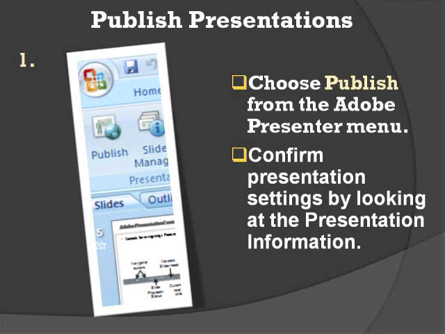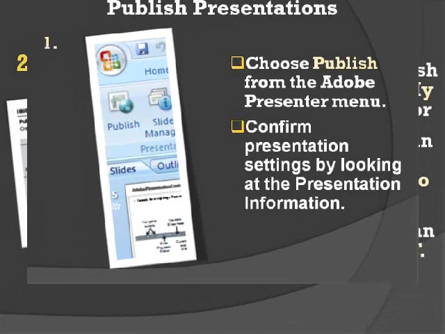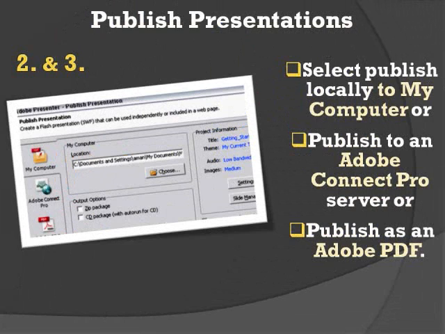Now the last part of this is actually publishing or rendering your presentation. So you would click on Publish, and this is what is going to show. You'll have a box here that gives you 3 options, and the first one is called Select Publish Locally to My Computer, or Publish to Adobe Connect Pro Server, or Publish as an Adobe PDF.